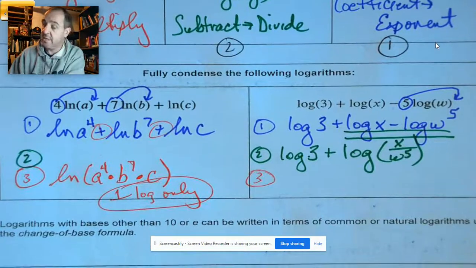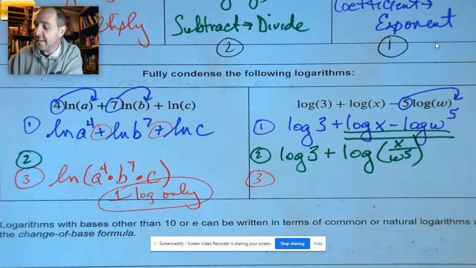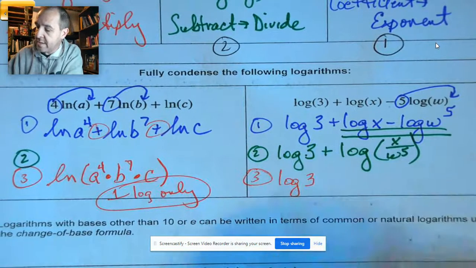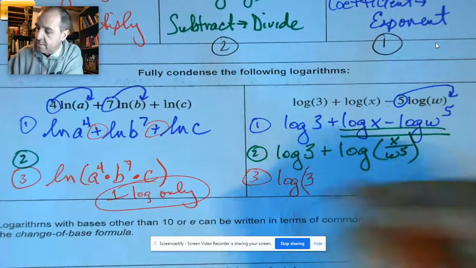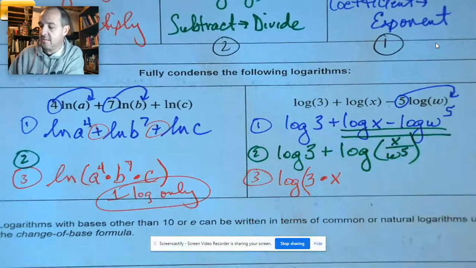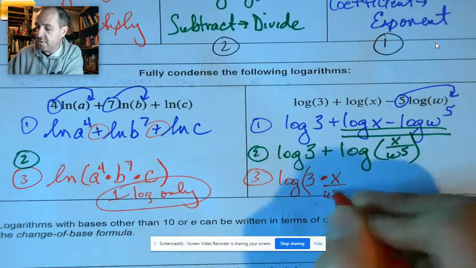So if I did this here, I would have log 3 times x over w to the 5th.